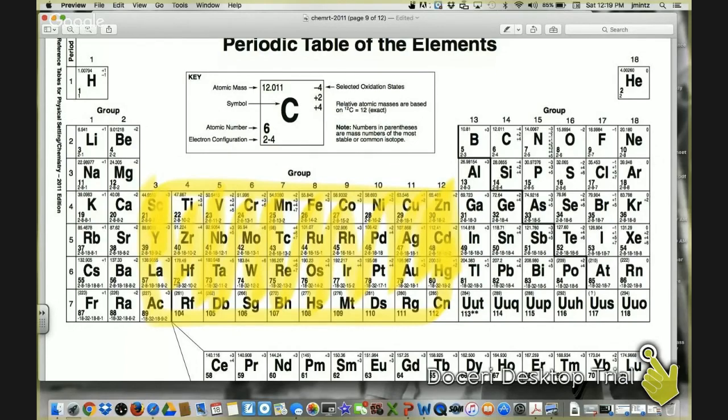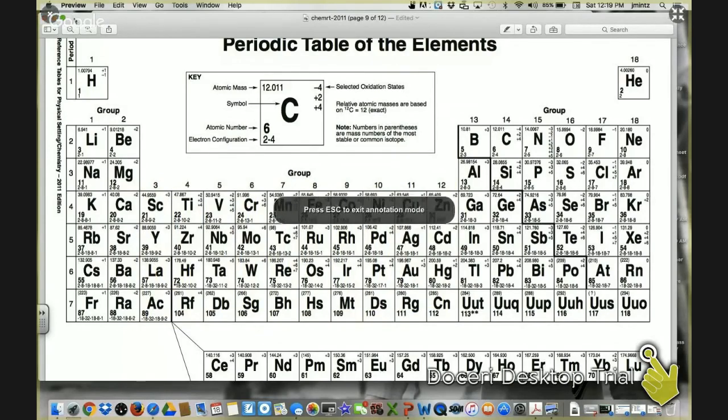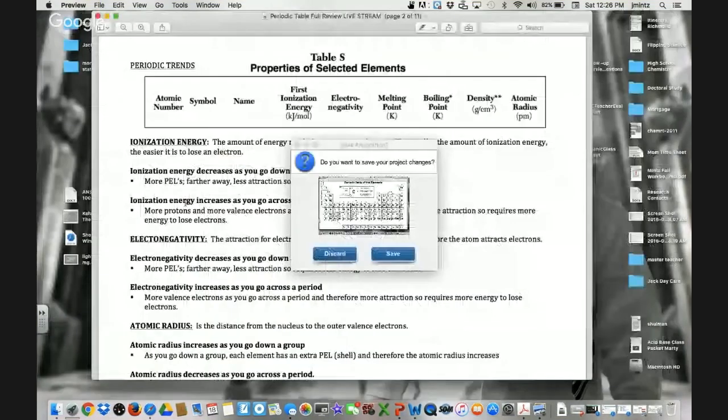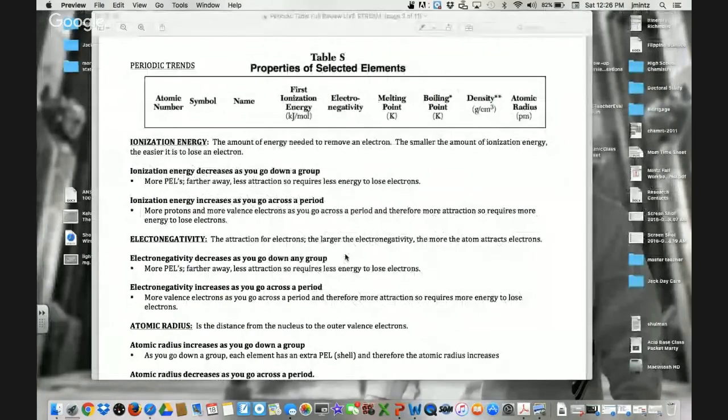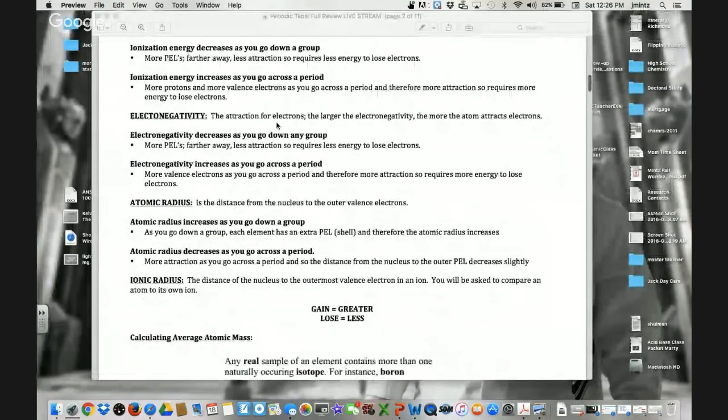Okay, all right, so let's go back to our trends, and let's take a look. So electronegativity is the attraction for electrons. The larger the electronegativity, the more the atom attracts the electrons. So sometimes you've seen this in bonding. So when two elements are forming a chemical bond, the one that has the greater attraction for electrons pulls the electron closer to its nucleus than the other.